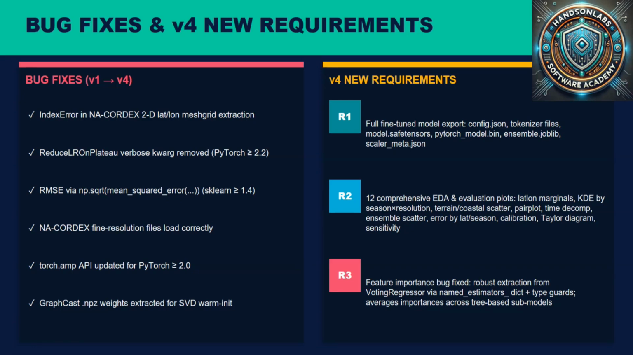All right, distribution marginals, the KDE by season, resolution, terrain, coastal, scatter, pair plot, time decomposition, ensemble scatter, error by latitude, season, calibration, Taylor diagram, sensitivity. And of course, you have the feature importance bug fixed, which involved robust extraction from voting regressor via named estimators, dict plot type guards, averages importance across three base sub-models.